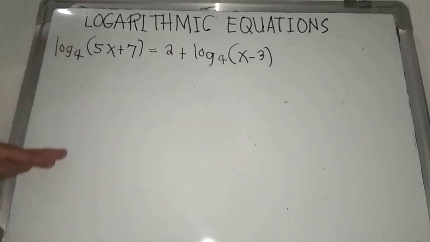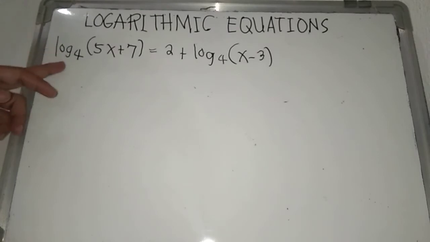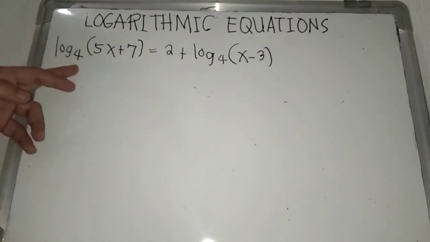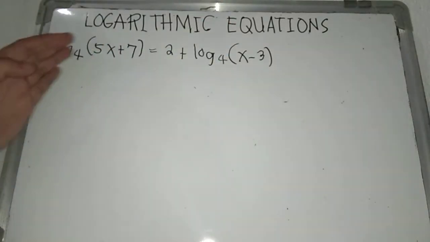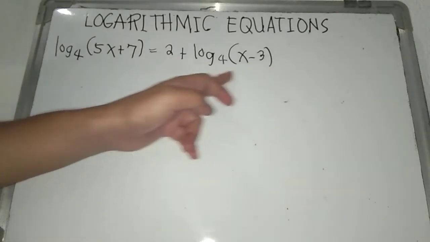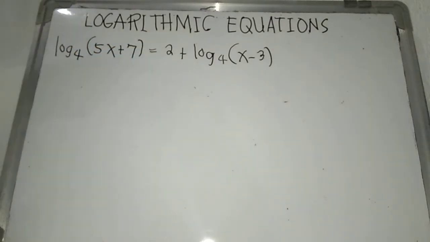Now, in solving for x, we need to follow some steps. The first step is that we are going to write the logarithmic expressions on one side of the equation and the constants on the other side. Meaning to say, all the logarithmic expressions will be transposed to the right, or in my case, to the left. You can transpose the log expressions to the left and all the constants on the right portion.